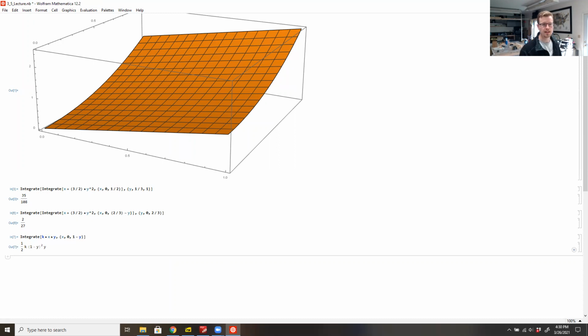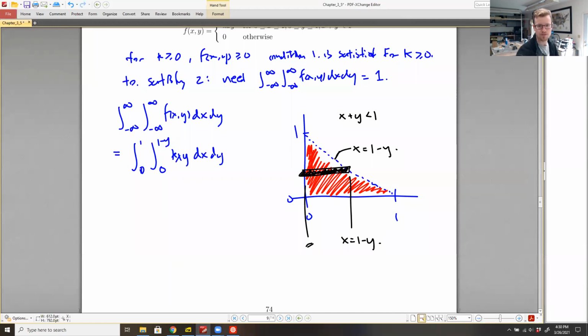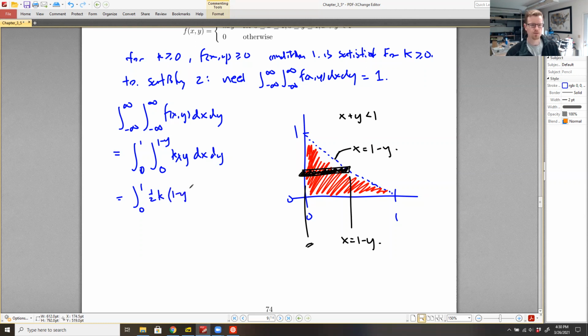Shift enter. And that gives us what we're integrating now with respect to y. So that's 1/2 of k times (1 minus y) squared times y. So what we have is that this is equal to the integral from 0 to 1 of, we said, 1/2 k times (1 minus y) squared times y dy.